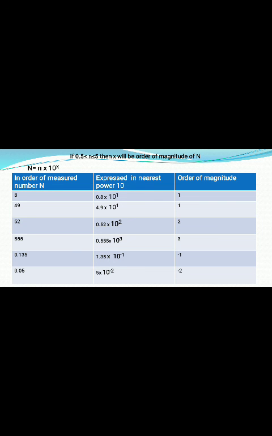Next value, 0.135. It is also not in the limit of 0.5 to 5. So we convert it to 1.35 into 10 raised to minus 1. So minus 1 is the order of magnitude. Next, 0.05. Here also it is not in the limit of 0.5 to 5. So we are dividing by 100, and we can write it as 5 into 10 raised to minus 2, which is nothing but 0.05. We have just expressed this value in the nearest power of 10.